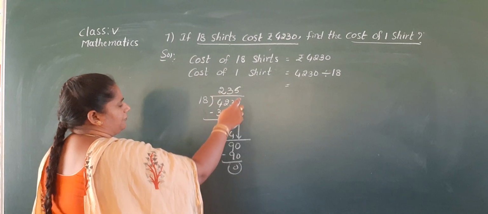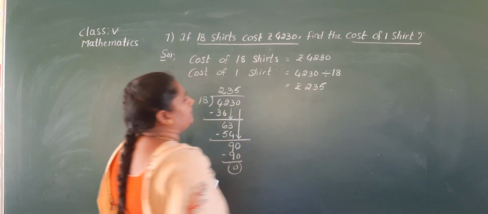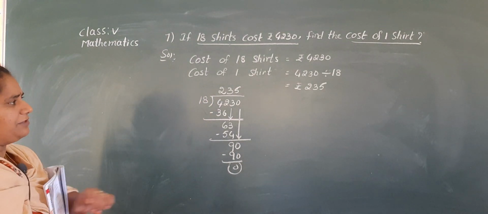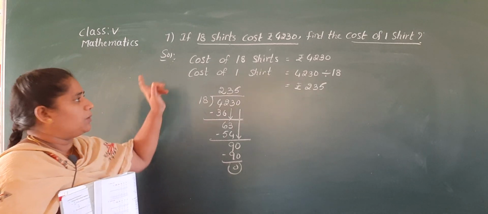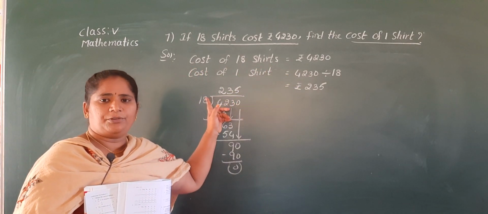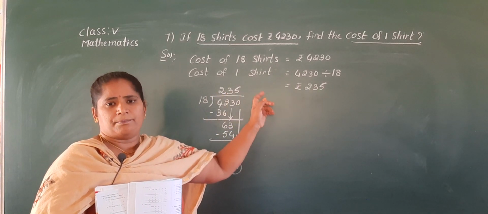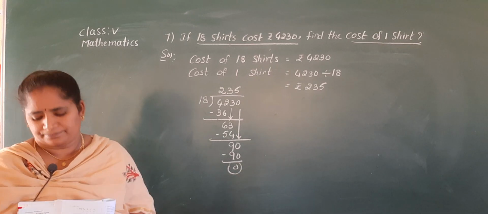So the cost of one shirt is 235 rupees. What's the cost of one shirt? Yes, 235 rupees. So what is given? The cost of 18 shirts is given, and we have to find the cost of one shirt by doing division. Okay? Note down this, children.